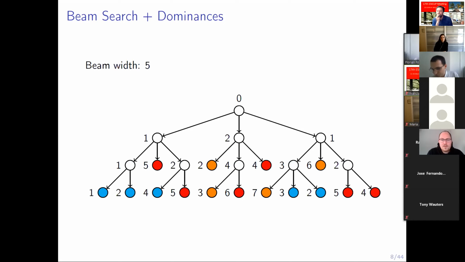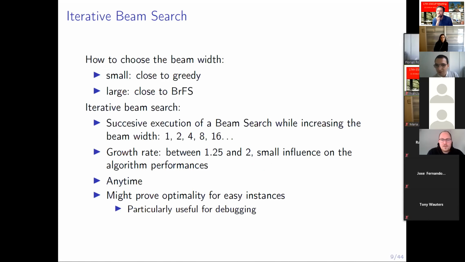So our scheme is almost finished. There is still one thing to take care. What is the beam width to choose? If we choose a small beam width, then the algorithm will behave almost like a greedy algorithm. It will be very fast, but we will have a low quality solution. And if the beam width is large, then it will behave like a breadth first search. So it will take much more time, even if we have a better solution.